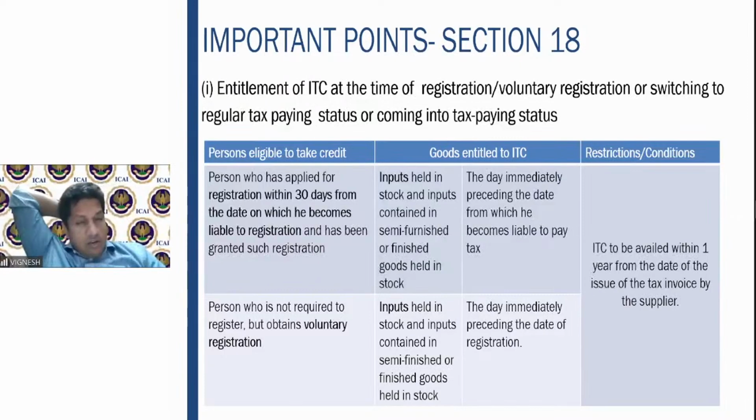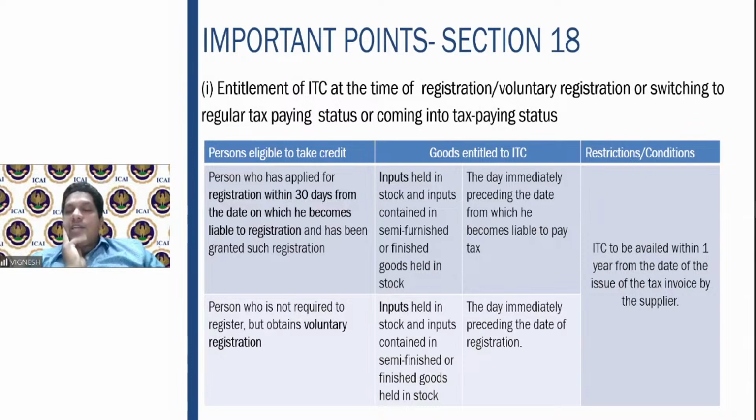Second one is a person who is not required to register, but obtains voluntary registration. Again, inputs held in stock, and inputs held in semi-finished or finished goods, you can claim. What is the relevant date here? Whenever the registration is granted, one day prior to that date, the respective inputs can be taken.